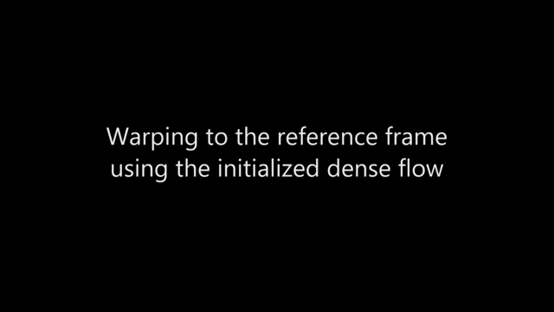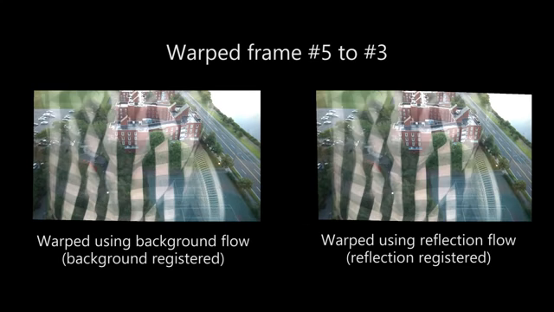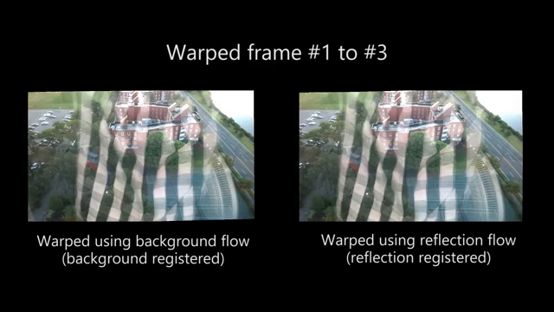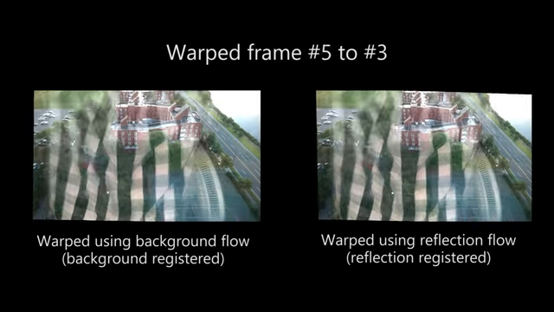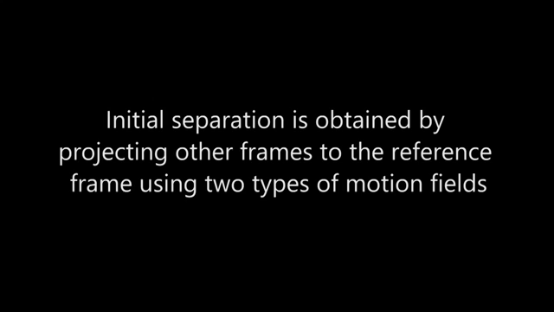Warping each of the images to the reference image using the initialized dense flow fields produces 2 images per frame, corresponding to the background and reflected flow. This results in a series of images where the background component is nearly static, and another series where the reflected component is nearly static. The initial separation of the background and reflection is obtained by projecting each image to the reference frame using the 2 motion fields and combining the projected images.